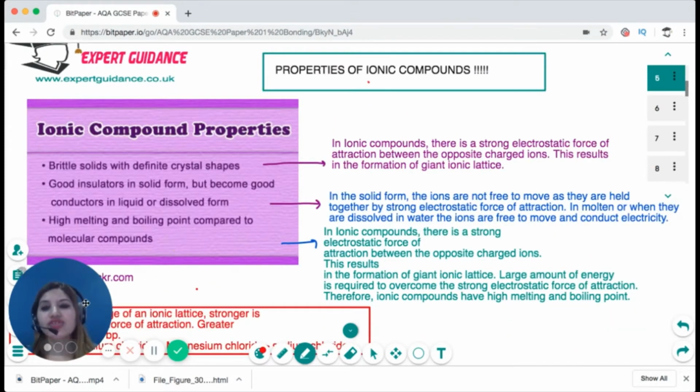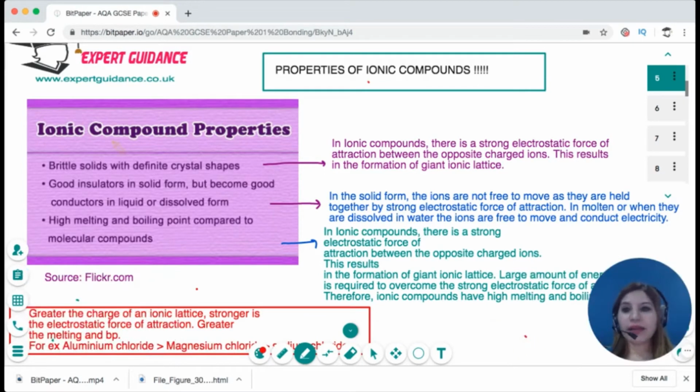Next, you should know the properties of ionic compounds. They are brittle solids with a definite crystal shape. They are poor conductors, or insulators, in solid form but become good conductors, and this is very important, in liquid or dissolved form. They have high melting and boiling points compared to molecular compounds. Now, you should know the reason for these properties. In ionic compounds, there's a strong electrostatic force of attraction between oppositely charged ions. This results in the formation of a giant ionic lattice.